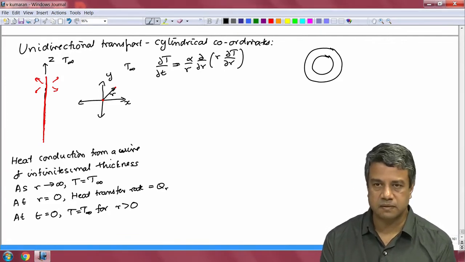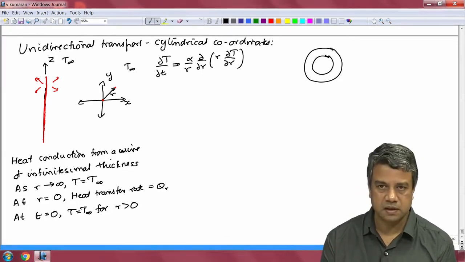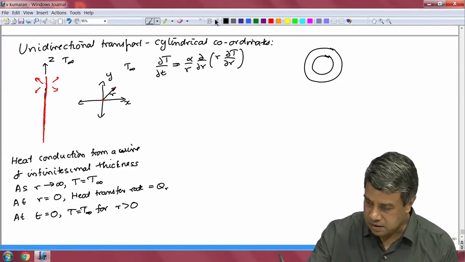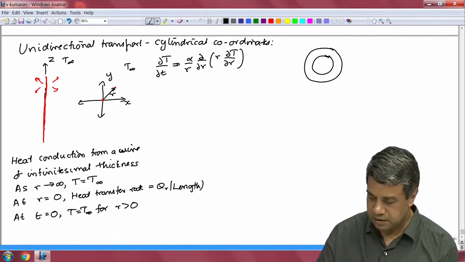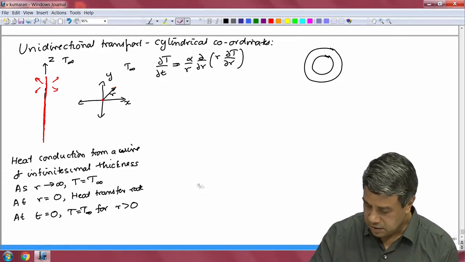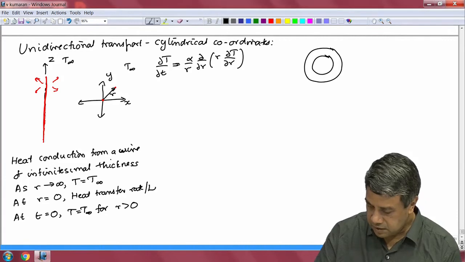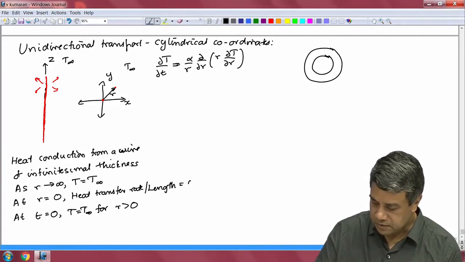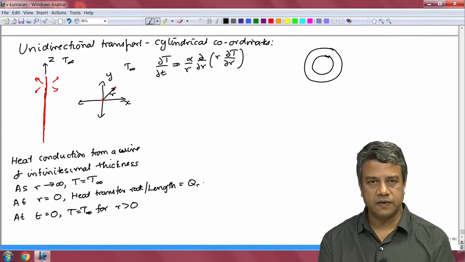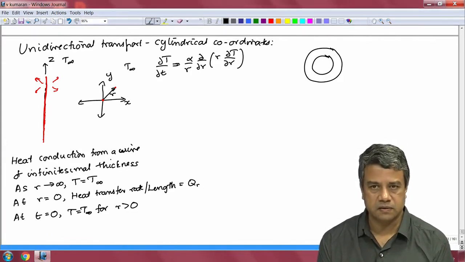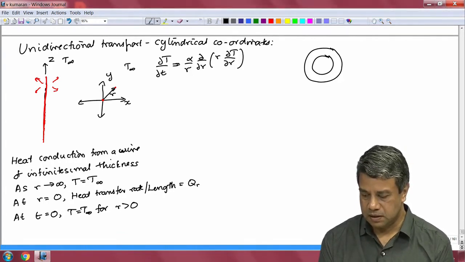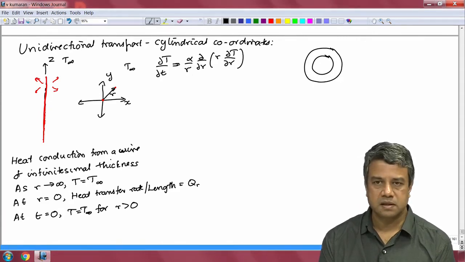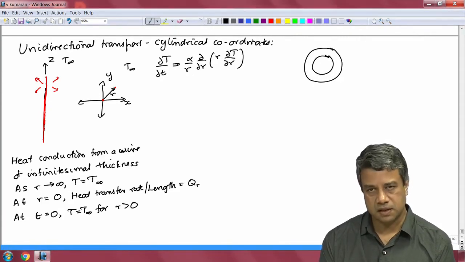The rate of transfer of energy from the wire is of course equal to a constant QR. I will define the constant QR per unit length, say. So heat transfer rate per unit length is equal to QR, and we assume that there is no variation in the z direction in this case. The boundaries are at r is equal to 0 and r is equal to infinity.